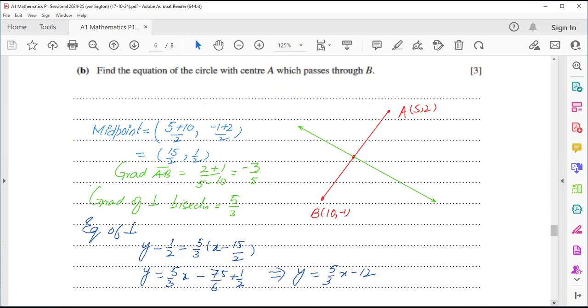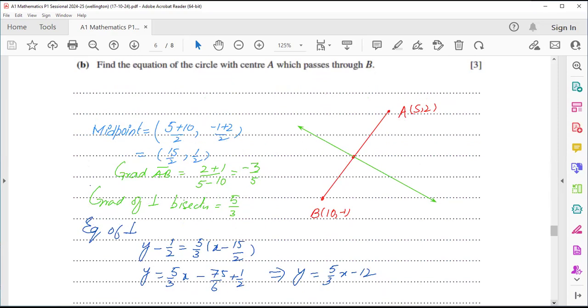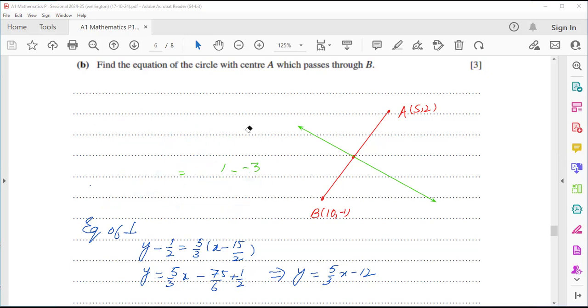The second part of this question: find the equation of the circle with center A that passes through B. Okay, I have to erase all these things to make it short. There is no need for these here. You have to draw the points and you have to draw the circle. This is the circle.